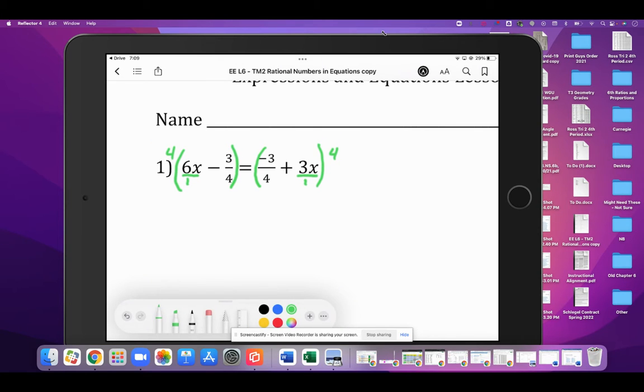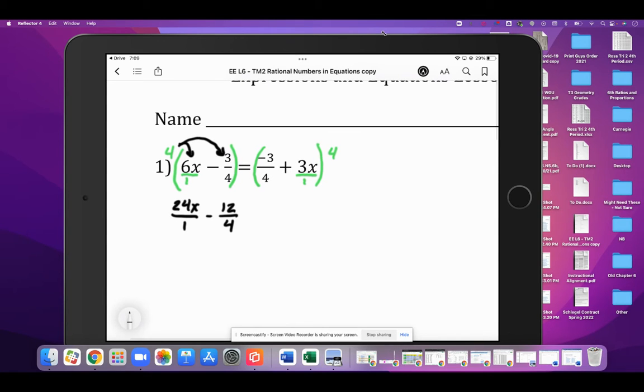So if I was to do that and I was to multiply both sides by 4, I would get 24x over 1. And then remember, when we multiply a whole number by a fraction, we just multiply the numerator. So 4 times negative 3/4 would be 12 over 4, because this 4 times that 3 makes 12 over 4. Then with the other side, doing the distributive property again, I would get 4 times negative 3 is negative 12 over 4, plus 4 times 3 is 12x over 1.